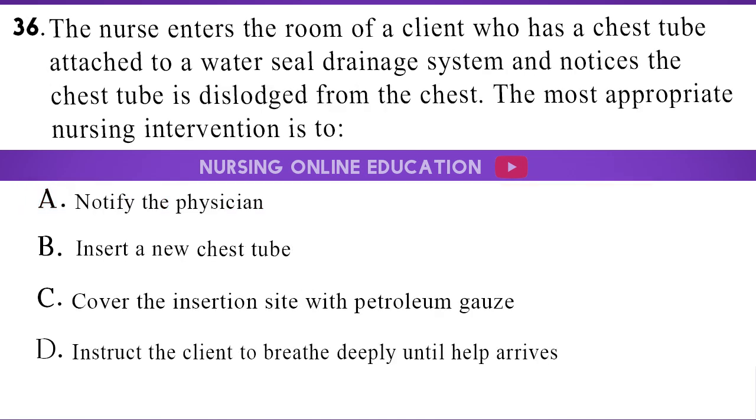36. The nurse enters the room of a client who has a chest tube attached to a water seal drainage system and notices the chest tube is dislodged from the chest. The most appropriate nursing intervention is to: A. Notify the physician. B. Insert a new chest tube. C. Cover the insertion site with petroleum gauze. D. Instruct the client to breathe deeply until help arrives. The answer is option C. Cover the insertion site with petroleum gauze.